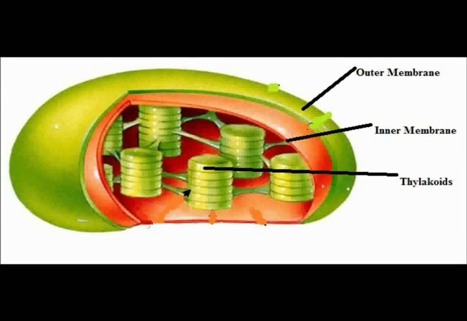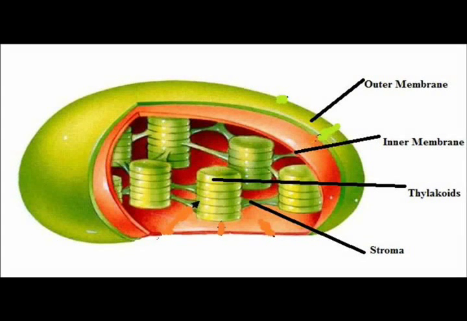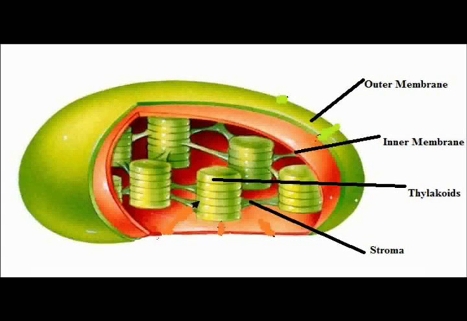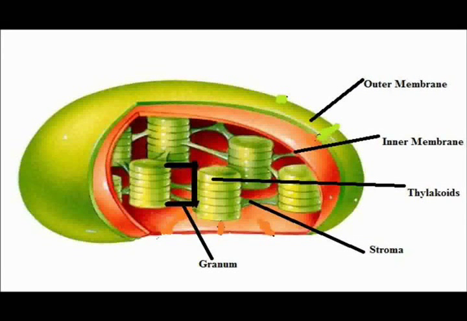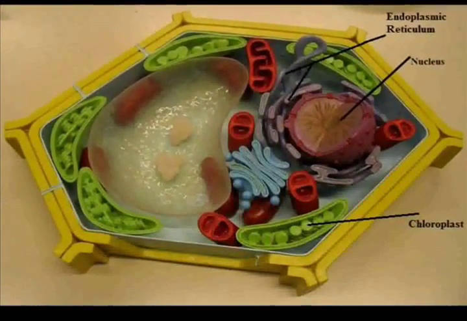Thylakoids, which are membranous structures that resemble sacs in which photosynthesis takes place. Stromata, stroma for singular, are the fluid-filled interior of a chloroplast containing enzymes and light-trapping components required for photosynthesis. Grana, or granum for singular, are stacks of thylakoids. So now we know the purpose of chloroplasts.